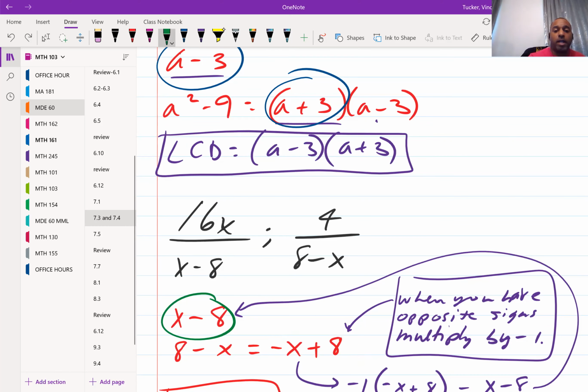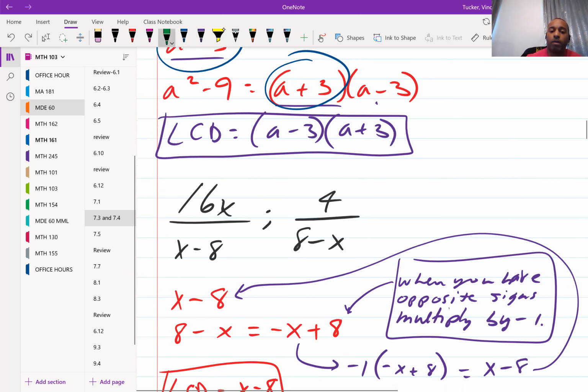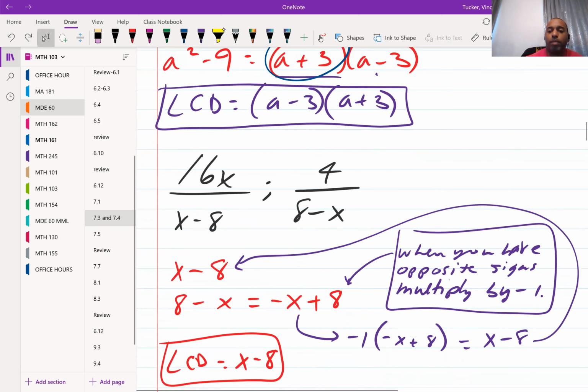Notice that each one of our signs are opposite. And so in the box, notice what I said there, when each one of your signs are opposite, you can just multiply it by -1. And you see that you get your x minus 8. So the LCD would just be x minus 8.